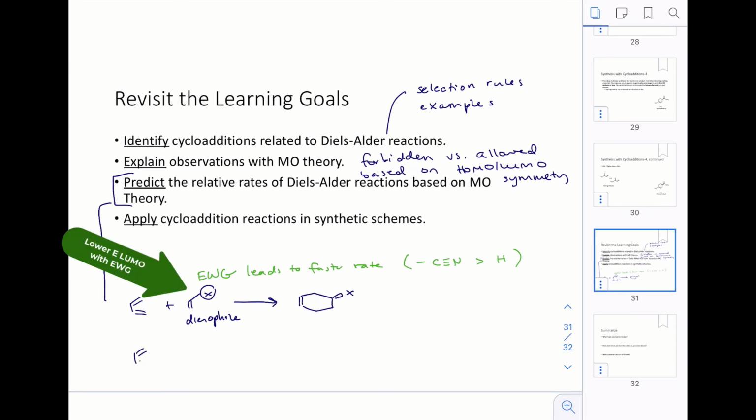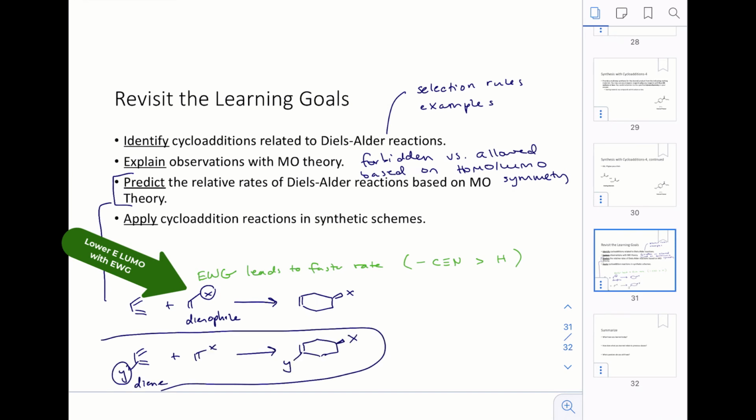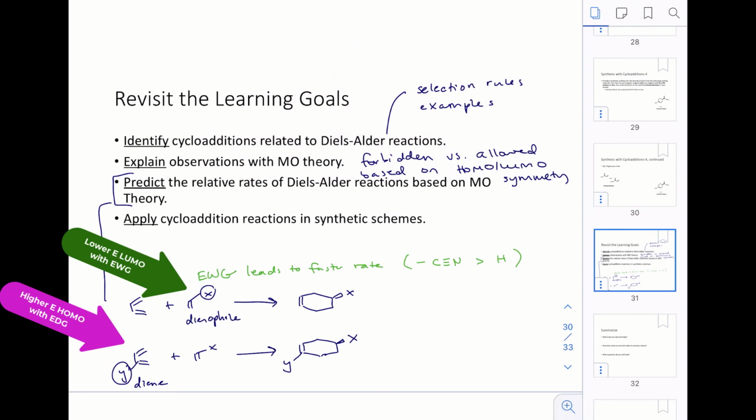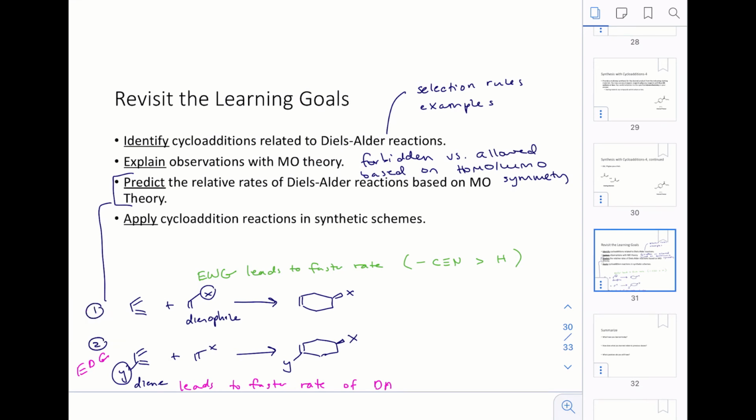And that is because the dienophile would have a lower energy LUMO. We also learned there will be a faster rate of Diels-Alder when the diene contains an electron donating group, because the electron donating group raises the energy of the HOMO of the diene, resulting in a smaller difference in energy between the HOMO of the diene and the LUMO of the dienophile, once again resulting in a faster reaction.